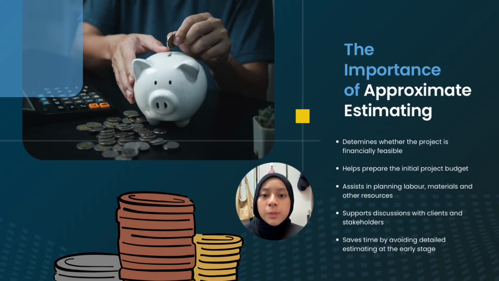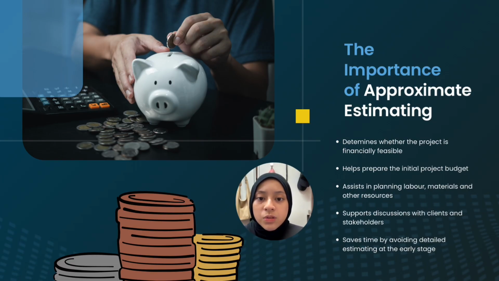Next, for the importance of approximate estimating, it plays an important role in construction projects because it helps determine whether the project is financially feasible before construction begins. And also, second, it allows the client to prepare an initial budget and to estimate the resources needed, such as labor, materials, and equipment.